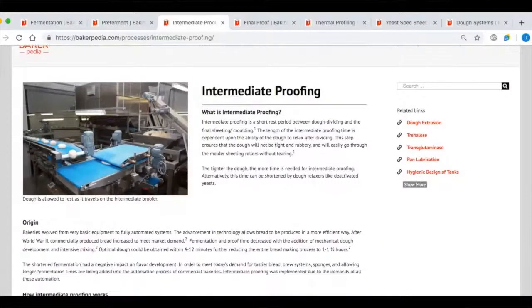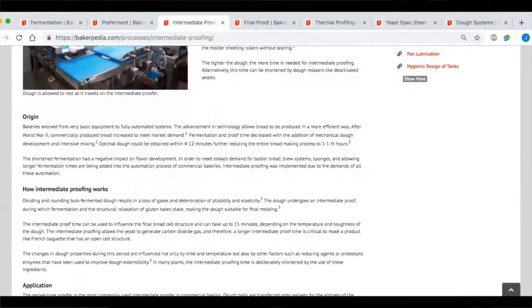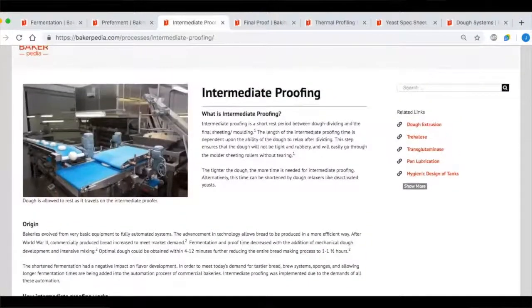Intermediate proofing is the time gap just after mixing and before sheeting. This is the beginning of the journey for the yeast, so it is about the most active time for the yeast. The final dough mixing temperature is so important for this period.